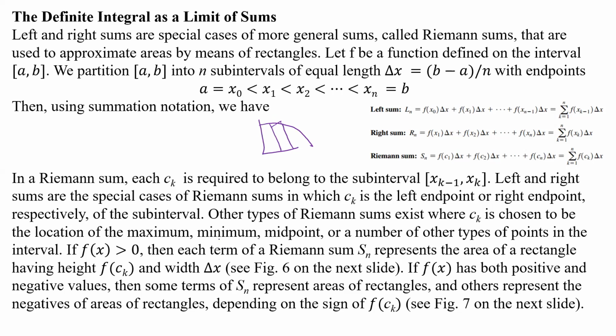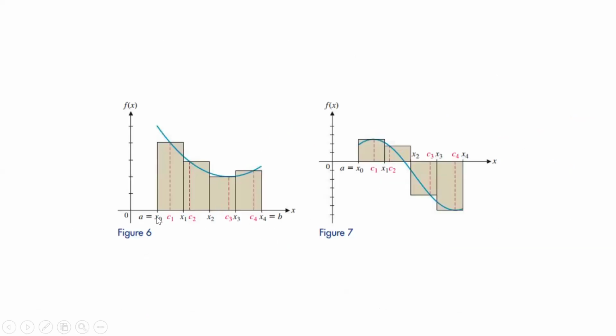Now, if f of x is greater than 0, then each term of the Riemann sum S sub n represents the area of a rectangle having a height f of ck and a width delta x. We'll see that on the next slide. So here we have x0, x1, x2, x3, x4. A is equal to this endpoint, B is equal to this endpoint, and here we're doing c1, c2, c3, c4.